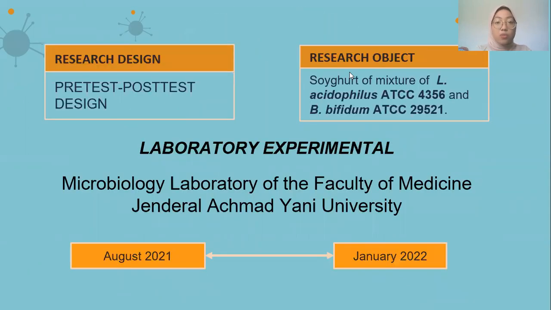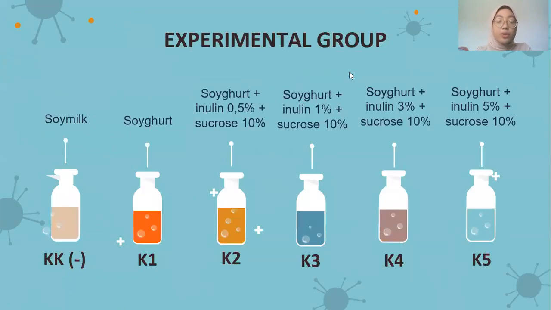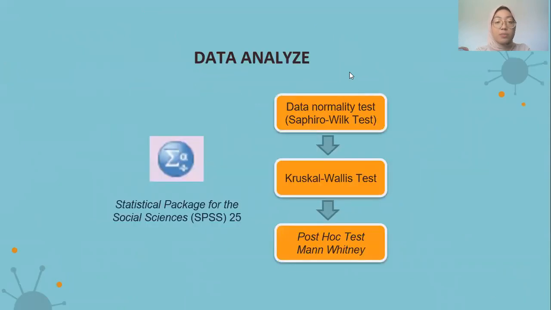A mixture of Lactobacillus acidophilus and Bifidobacterium bifidum is used in this laboratory experimental study, which has a pre-test and post-test design and was conducted at the microbiology laboratory of the Faculty of Medicine, Jenderal Ahmad Yani University from August 2021 until January 2022. The experimental groups consist of one negative control group, one group of Sekar without any addition, and 4 groups of Sekar with the addition of 10% sucrose and 0.5%, 1%, 3%, and 5% inulin. Here's the research procedure, and the data that have been obtained is analyzed using SPSS version 25.